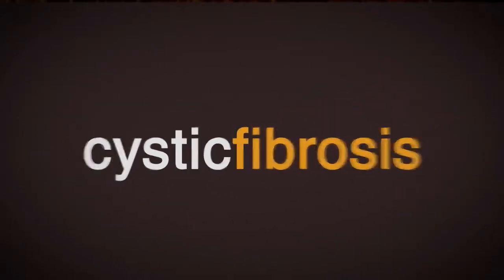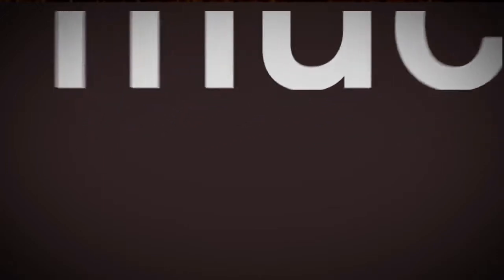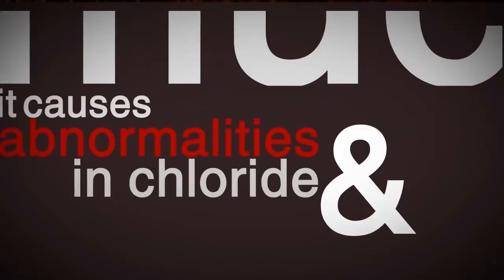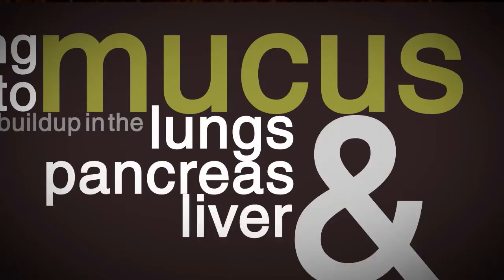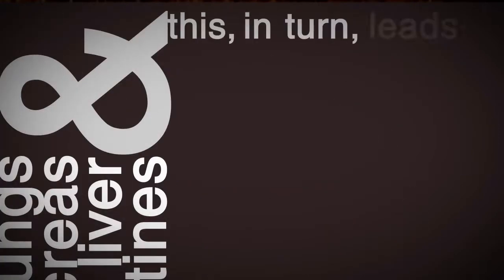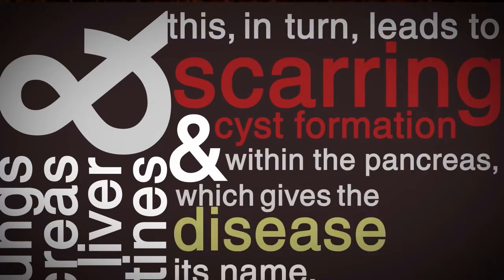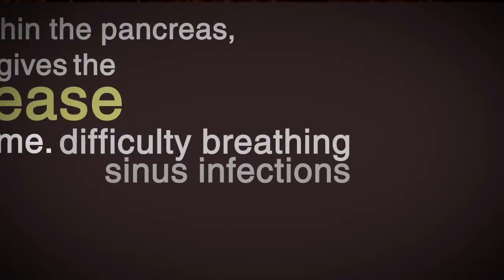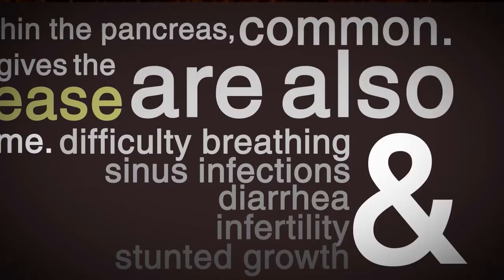Cystic fibrosis is a genetic disorder also known as mucoviscidosis. It causes abnormalities in chloride and sodium transport channels, leading to mucus buildup in the lungs, pancreas, liver, and intestines. This in turn leads to scarring and cyst formation within the pancreas, which gives the disease its name. Difficulty breathing, sinus infections, diarrhea, infertility, and stunted growth are also common.